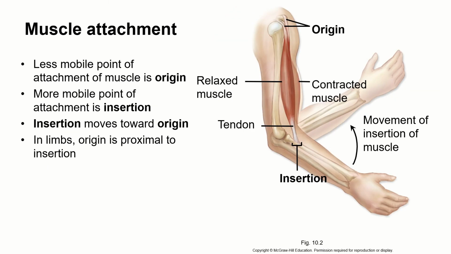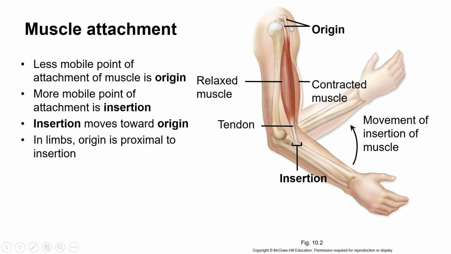Now, one other set of terms we need to know are origin and insertion. The origin is the name we give to the less mobile part of a muscle. The insertion is the name we give to the more mobile part of the muscle. So we say that the insertion moves toward the origin.